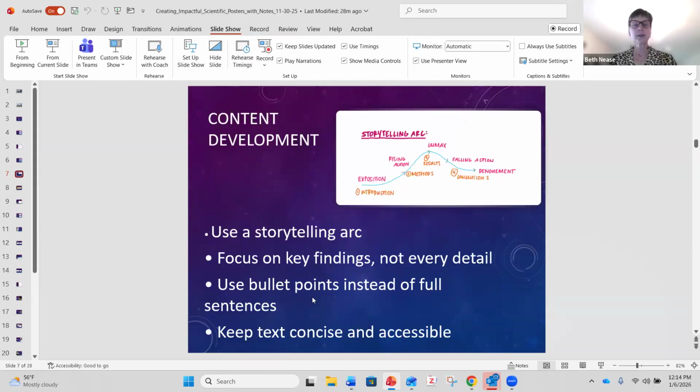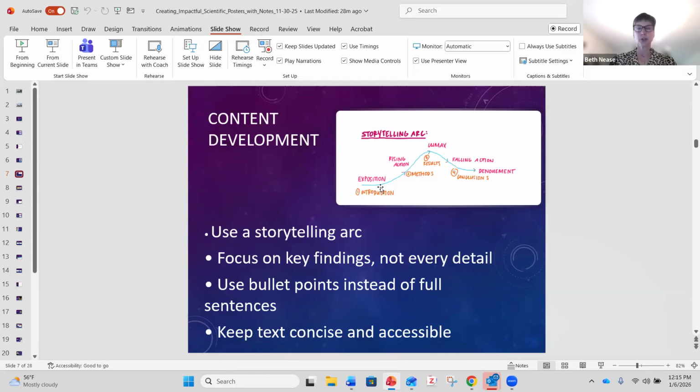So for content development, I always try to use the storytelling arc because your poster should really be more than just a data dump. It should really be an opportunity for you to tell your story about why this research was important to you, what your findings were, and then what is the next step. So, you don't want to just make your poster about the data. You want to think about the story.